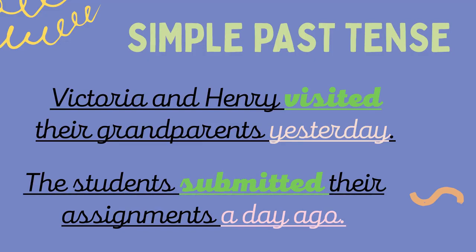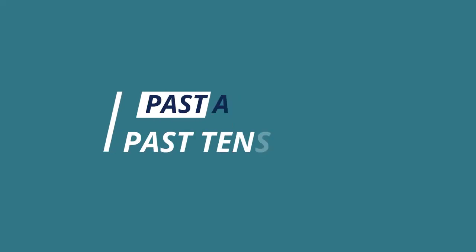Next, the students submitted their assignments a day ago. A day ago shows that this statement already happened in the past, so we have to use the past tense of the verb submit, which is submitted. Always remember that if a sentence already happened in the past, we have to use the past tense of the verb.